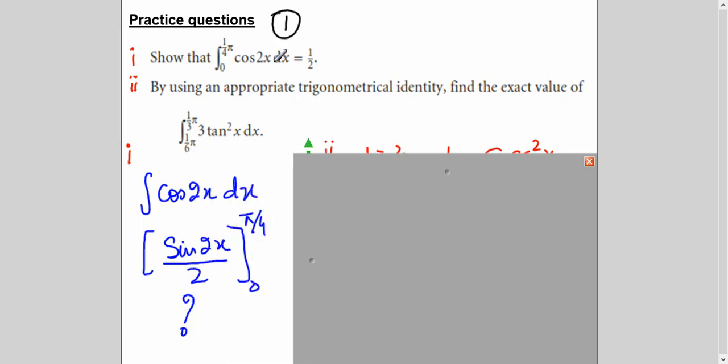When you are integrating it, and the limits are here 0 to pi by 4, okay, it will be sine 2x divided by 2, and for the limits you will apply upper limit minus lower limit. Remember, the mode of the calculator should be radian. Then it is saying, by using an appropriate trigonometry identity, find it. So what identity comes to your mind?